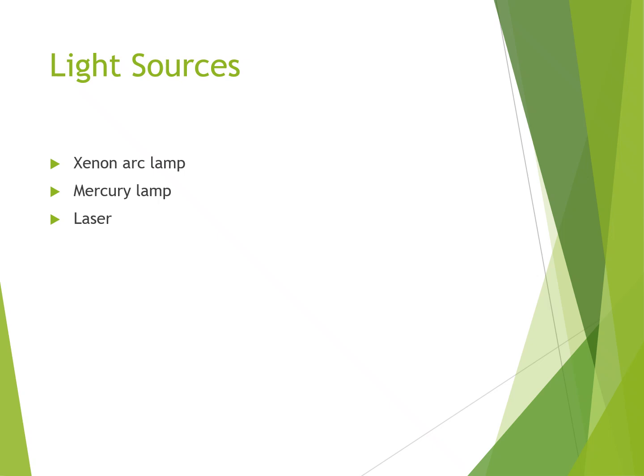Now we will discuss the light sources, which are very important. Xenon arc lamps are mostly used because they provide continuous UV visible radiation. Mercury lamps are also very useful. Xenon lamps and mercury lamps are used in fluorescence spectrophotometry, and lasers are also very important, used in advanced research.